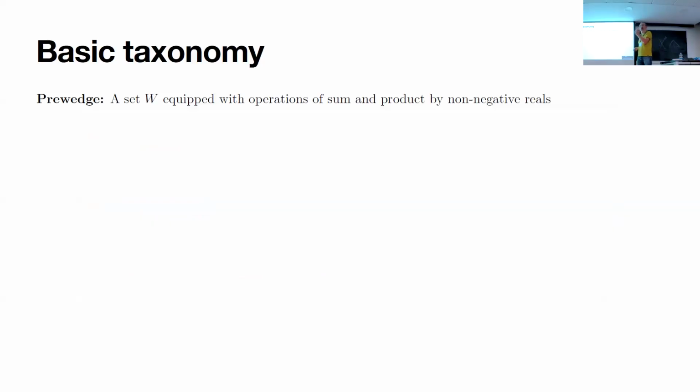Let me start with some basic taxonomy. Let me try to throw on the table a few definitions. So first of all, let's say that a pre-wedge is just like a vector space, but I can only multiply by non-negative reals. So by this definition in particular, a vector space is a pre-wedge. But I want to exclude this immediately because once I have a pre-wedge, once I have this sort of structure, I can define a partial order. I can say that V is less than W if for some Z, V plus Z is W.